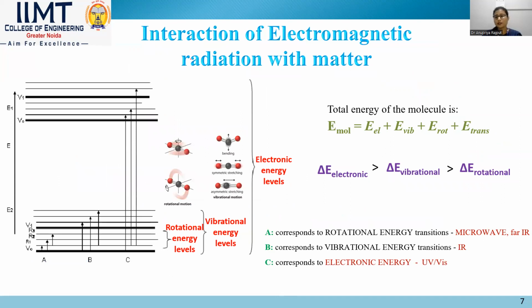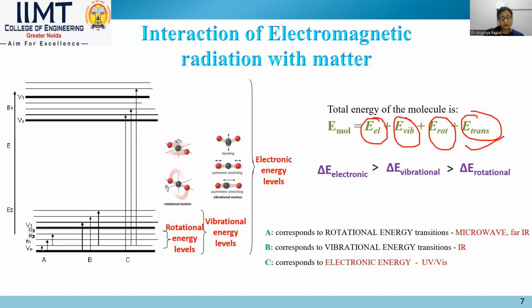Now we will discuss how molecules interact with electromagnetic radiation and change their energy. When molecules interact, they change their energy in the form of electronic, vibration, rotation, and translation. The energy change by translation is very low, so it is negligible in molecular spectroscopy. When we see the energy level diagram, here R1, R2, R3 are the rotational levels, V0 and V1 are the vibrational levels, and E1 and E2 are the electronic transition levels.